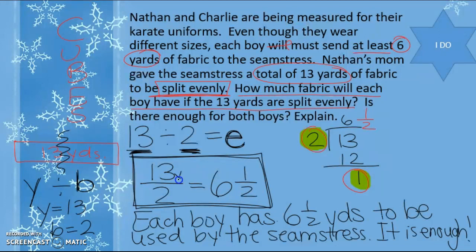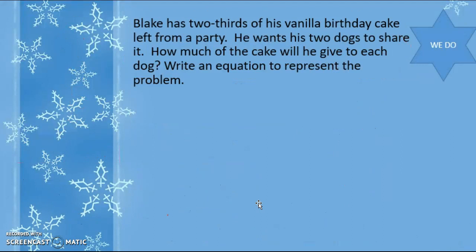We have the 13 yards. I could even add more. Divided by 2 boys is 6.5 yards per boy. Let's try this one. Why don't you pause the video if you want to, see if you get it right. That way you can use the we do and the you do as your practice.